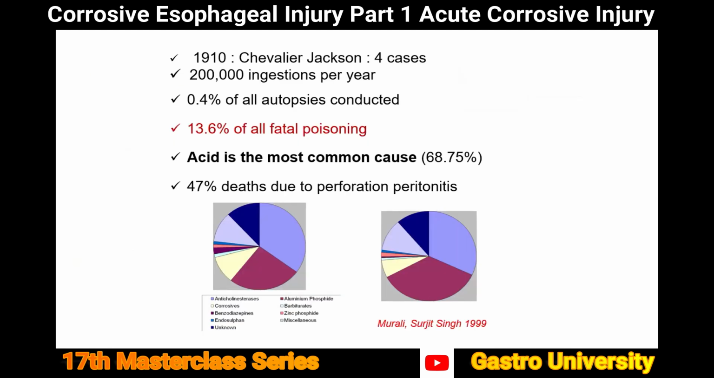So, touching a little bit on the history. In 1910, there was the first publication regarding the effect of these injuries, in 4 cases. And since then, roughly 2 lakh injuries are reported per year all over the world. 13.6% of these poisonings are fatal. Acid is the most common cause, and 47% of the deaths are due to perforation peritonitis.